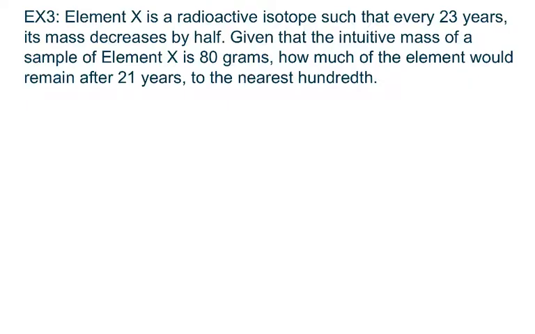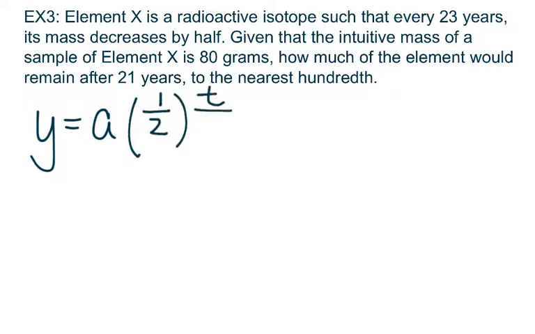So it says element X is a radioactive isotope such that every 23 years its mass decreases by half. Given that the mass of a sample of element X is 80 grams, how much of the element would remain after 21 years? And we're going to round to the nearest hundredth. So remember, here's our formula. A times 1/2 to the power of T divided by H. All right. And we're going to start looking at what each of these values represent.